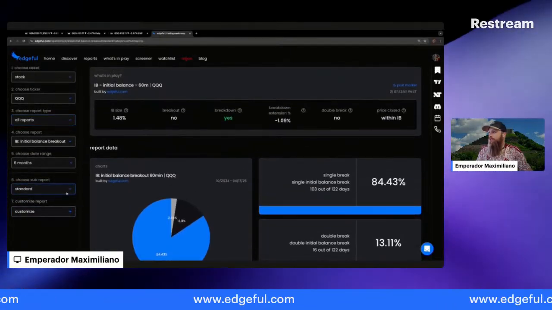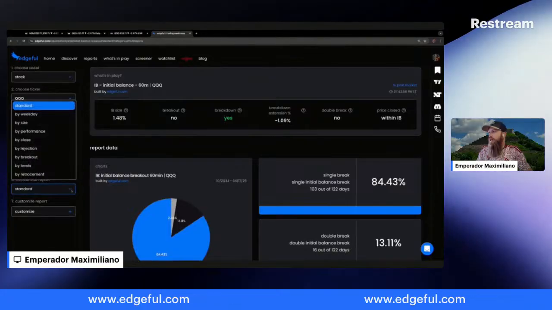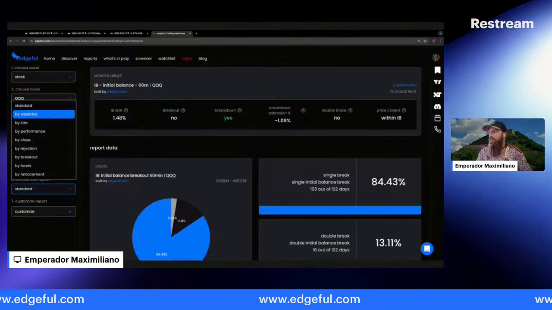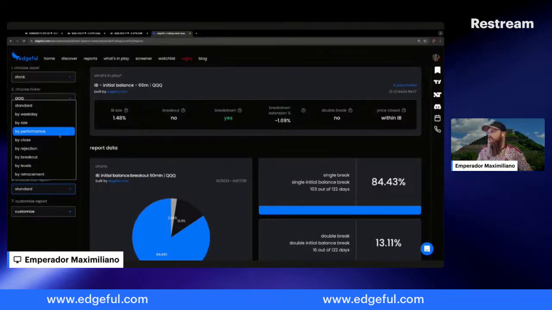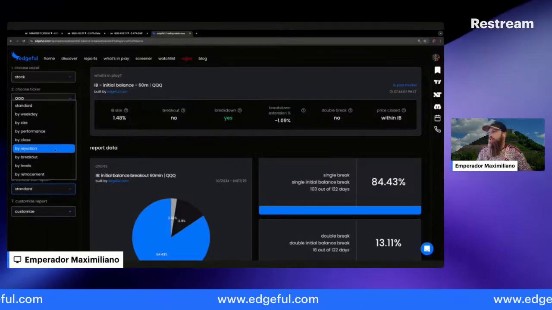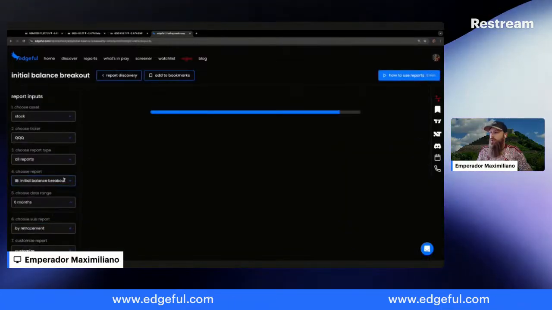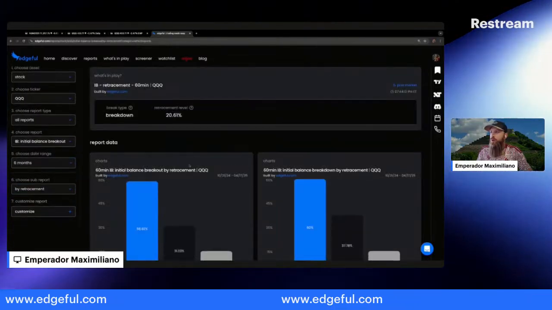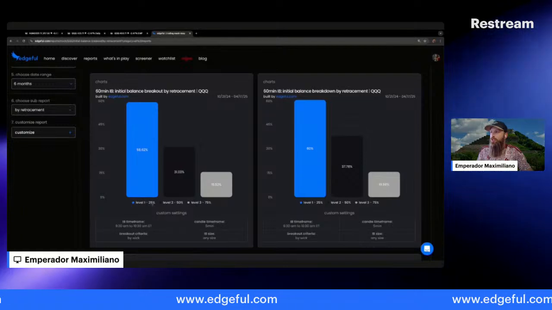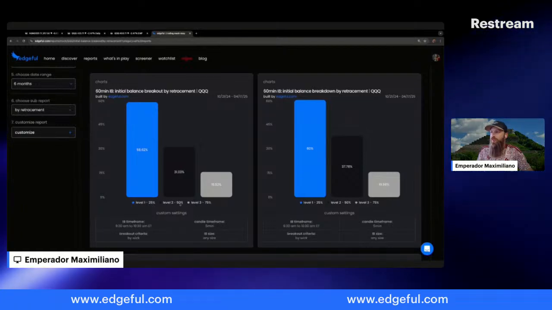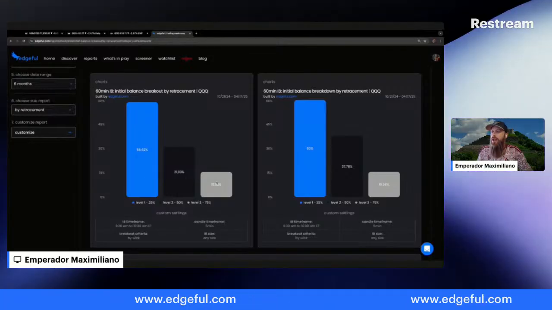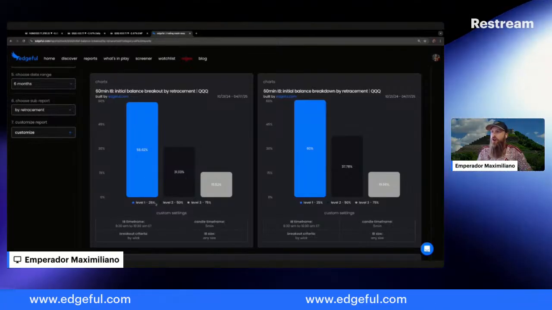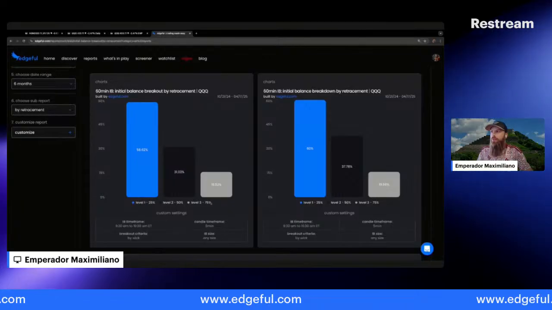Now, there's a couple other things that we can look at here. If you're on Edgeful, you can go over here and you see the standard. We can look at weekday, we can look at size, performance, all kinds of stuff. So the first thing that I want to look at is retracement. Let's go to retracement first. So you see level one, you see this 25%, this 50%, and the 75%. So what this is measuring is how often you come back that far into the IB after you break it.